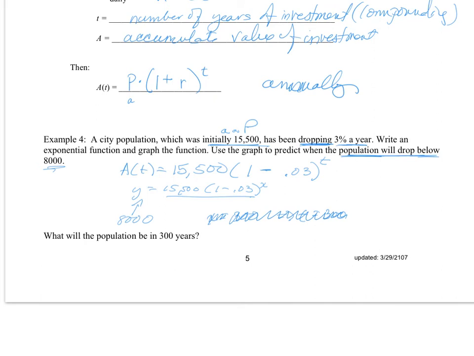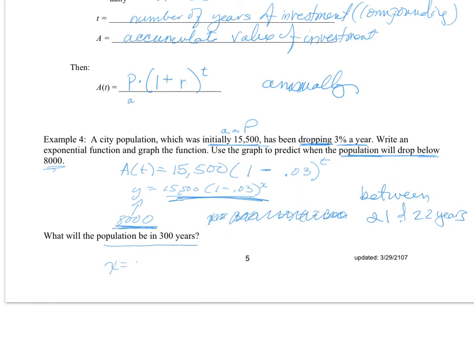So again, we have this equation in the calculator. We're looking at our table of values for the corresponding x for when y is 8,000. You should be able to see that the population will drop below 8,000 between 21 and 22 years.